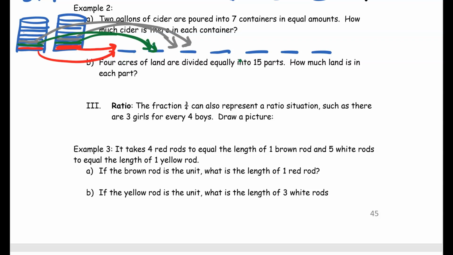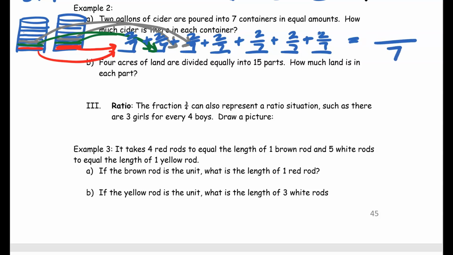Every single one of these containers would get 2/7 of a gallon of cider. And if we write that out, we could say 2/7, 2/7, 2/7, 2/7, 2/7, 2/7, 2/7. So if every container got 2/7, let's add those all up. I know we haven't talked about adding fractions yet, but if you have the same denominator, 7, we keep the denominator and add the numerators. So 2, 4, 6, 8, 10, 12, 14.